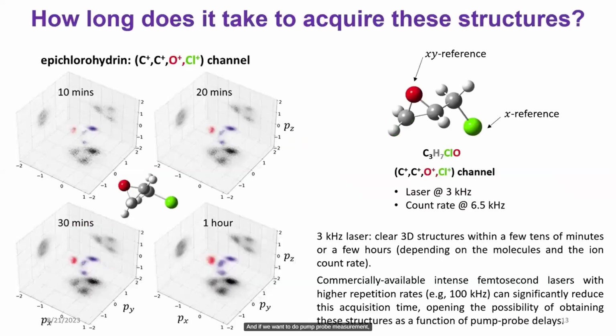Yeah, and if we want to do a pump-probe measurement, then we also want to do it in a reasonable amount of time. So I show here how long it takes to acquire this momentum pattern, and with the 3 kilowatt laser, it took us around 1 hour or less to have this pattern. So hopefully our lab is going to get a new 100 kilohertz laser, so we hope to increase the statistics and reduce the acquisition time so that we can follow the pump-probe dynamics at constant delay.